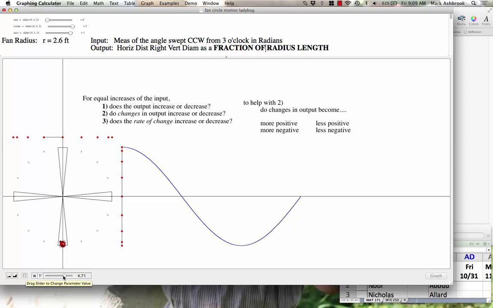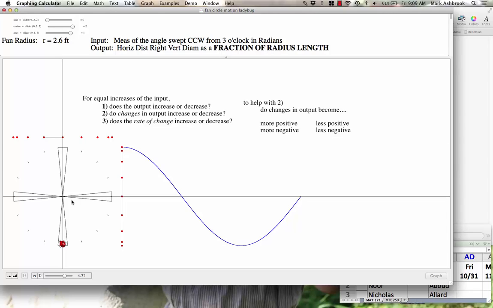So you really have to keep track of this. We're measuring horizontal distance, but on this graph on the right, we're measuring it on the vertical axis, right? So what you see, the y-coordinate of these points, is a horizontal distance on the circle. So this is harder to see than the sine curve.